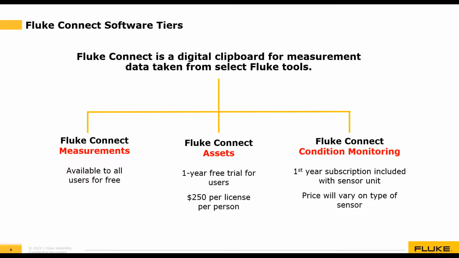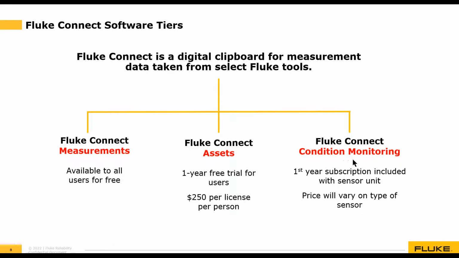The Fluke Connect Assets tier comes with a one-year free trial for users and is $250 per license per person after that. So this tier includes all of the features available in the free Measurements tier, plus asset management, asset health tracking, and work order management. So that's the middle tier.